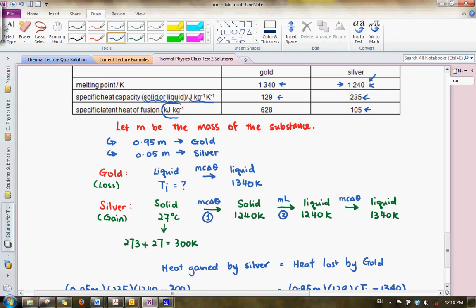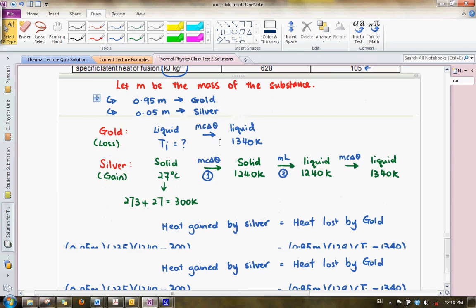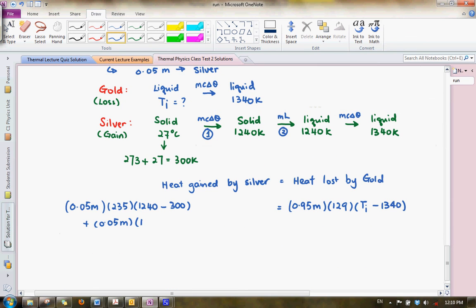But again, always be suspicious. Double check your units, and it's in kilojoules per kg. So it's actually 105 converted to SI units. Kilo means times 10 to the power of 3. And finally, we have our last stage where it undergoes another temperature change. So that's 0.05 M times 235, times 1340 minus 1240.